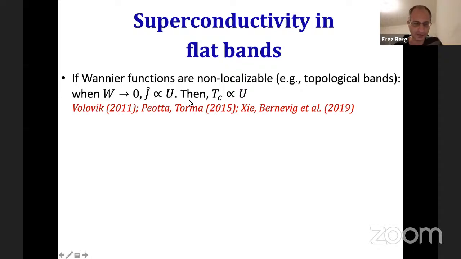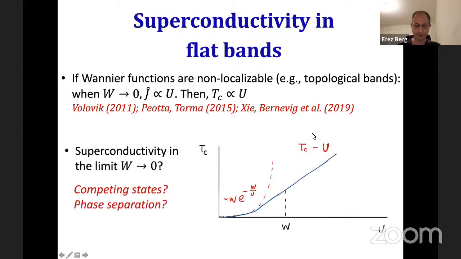And then a similar argument to the argument by Mohit would tell you that TC should actually scale like the interaction U. So why does it scale like the interaction U? Simply because there's no other scale in the problem. We took the bandwidth scale to 0. The interaction is the only scale in the problem. So if the system is superconducting, then it actually has to have a TC which is proportional to U. So that's the basic reasoning.